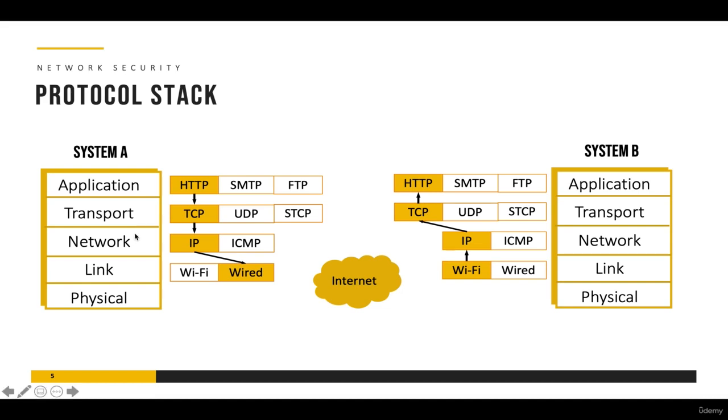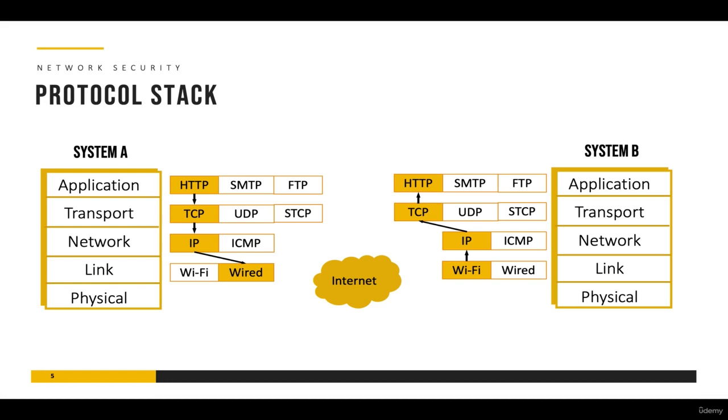Now we have several dozen protocols at each of these individual layers, and each protocol performs a certain specific task. So for instance, the HTTP protocol is used for web browsing. This is the protocol which helps your web browser fetch information and show you web pages. Then we also have the SMTP protocol, which helps in sending and receiving emails. There's another protocol, FTP, which helps in file transfer, and we have so many others.